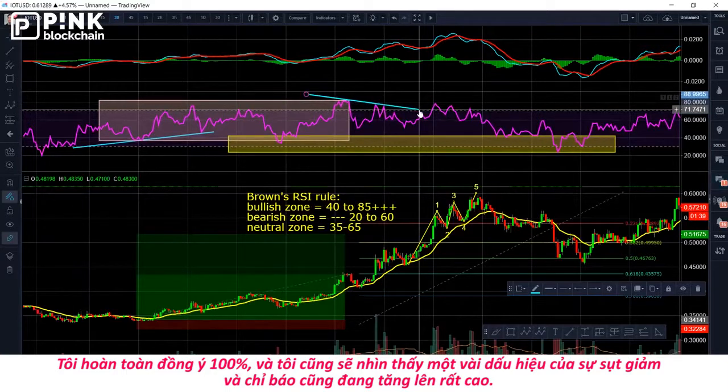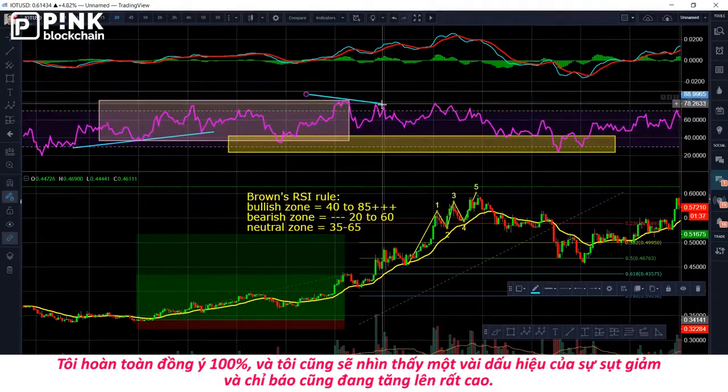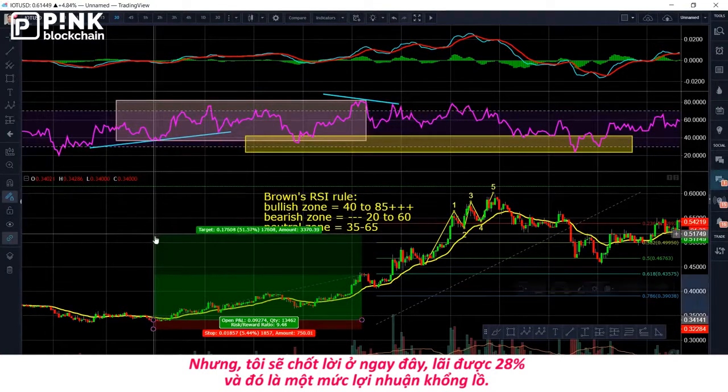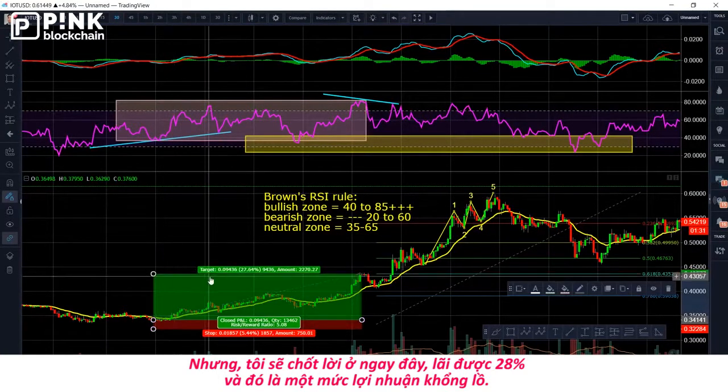And I am also seeing signs of bearishness, right? And we are also peaking very high. Boom, I would have closed my position right there. And then I would have taken a profit of 28%. And that's most likely what I did. I can't remember all of my trades. And that is a huge profit, guys.